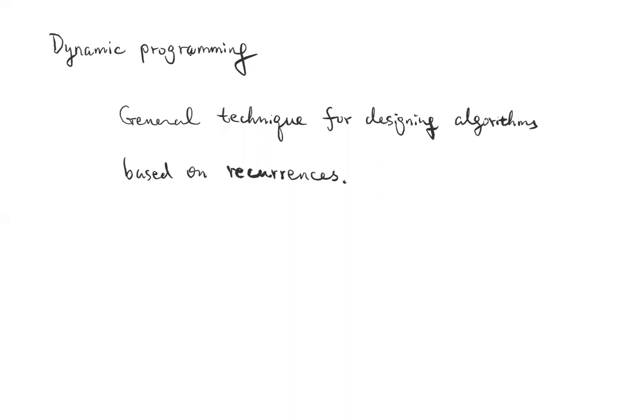Today, we'll discuss another important technique for algorithm design called dynamic programming. This technique is based on recurrences. The most important foundation of dynamic programming actually is the recurrence relations. So let's take a look at recurrence relation first. That will eventually lead us to the technique of dynamic programming.